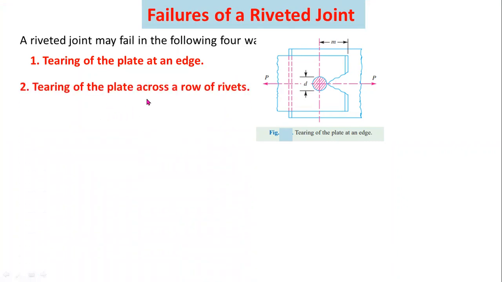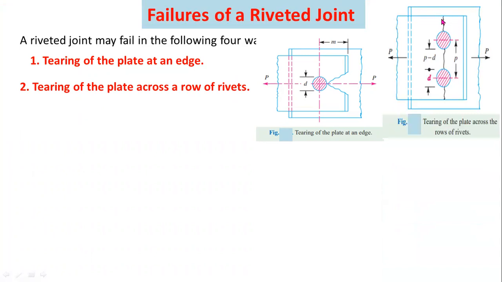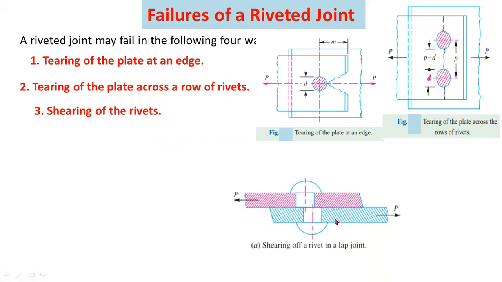Second failure is the tearing of the plate across the row of rivets. You can observe that when you are applying tensile loads, the plate may fail across a row of rivets due to the tensile loads acting on the plates. Third one is the shearing of the rivets. When you are applying the loads on the plates, the rivet may fail due to shear off. Here the rivet failed due to shearing.